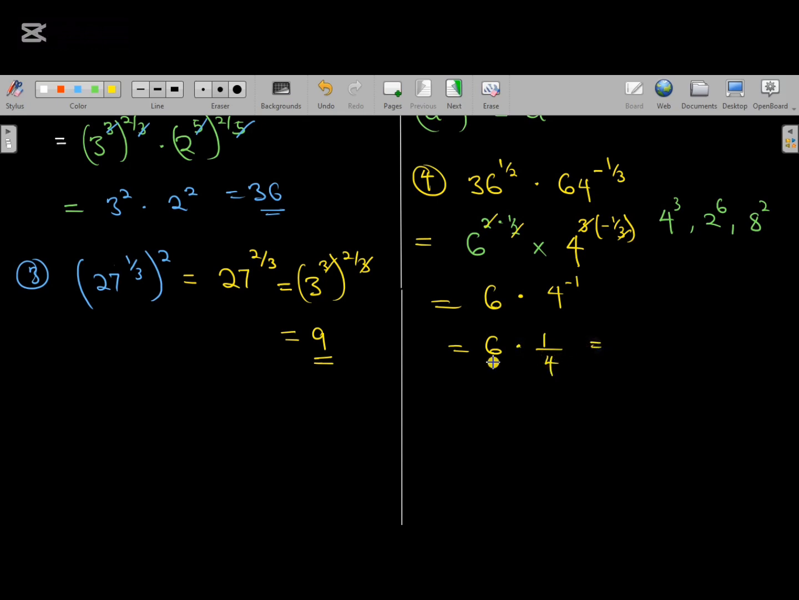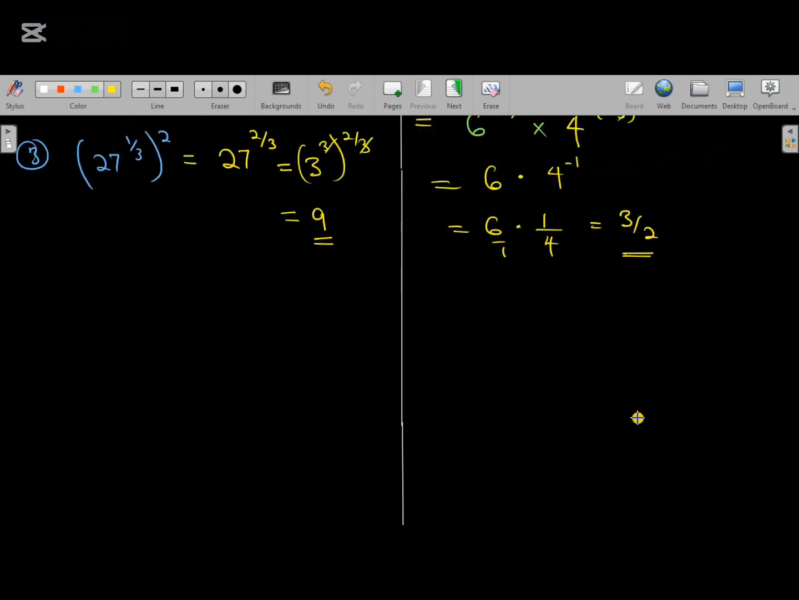And by the time you multiply this, of course, this is 6 over 1. That will give you 6 over 4, which is 3 all over 2. And that is the solution for this. Okay, so to problem 5.